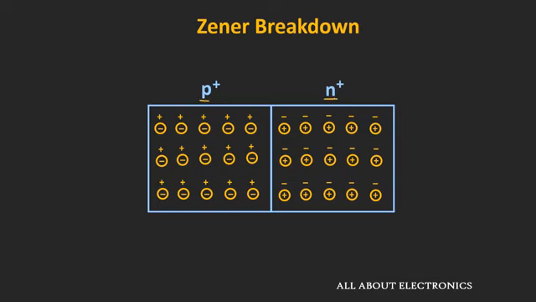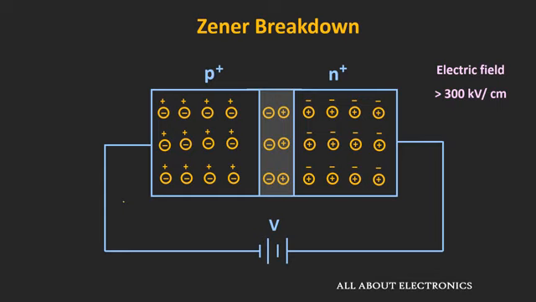So basically it represents that these two regions are heavily doped. Now due to this heavy doping, the width of the depletion region will be much narrower compared to the normal diode, because when the electron diffuses from the N side to the P side, it will recombine very near to the junction itself.